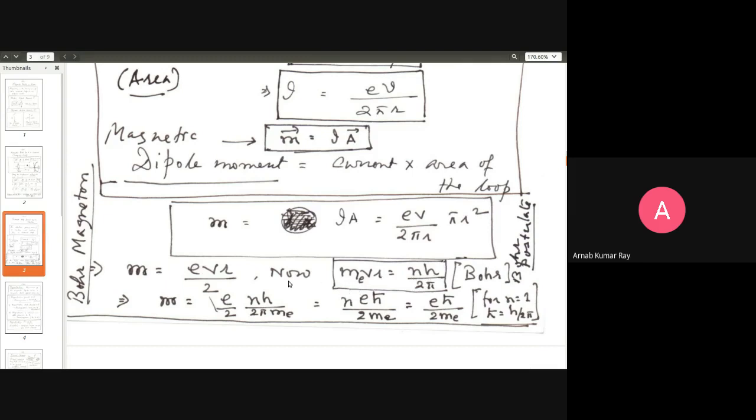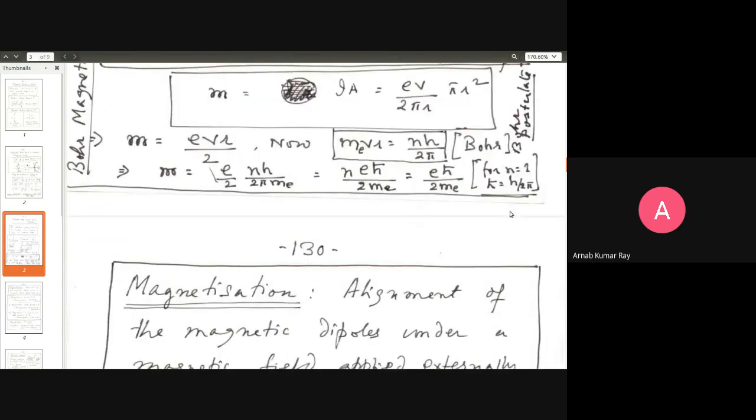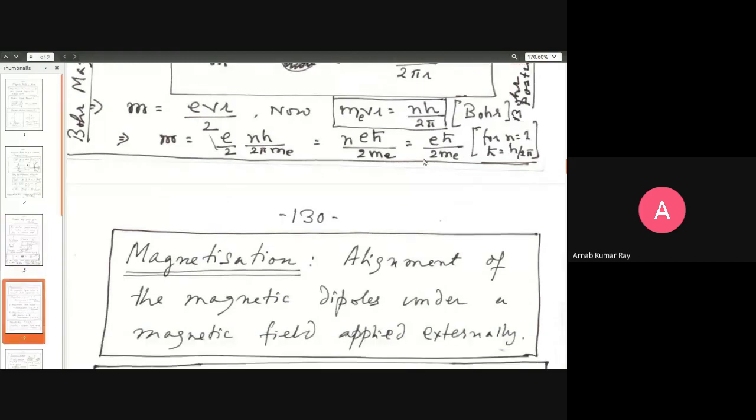What shall we do? We shall substitute this v r from this formula. What is v r? v r is equal to n h by 2 pi m e. And h by 2 pi in shorthand is written as h cross. H cross is equal to h by 2 pi. So it will be e into h cross, there's an n up here, then 2 times m e. You look at this package, e, h cross, 2 times m e, they're all fundamental constants.